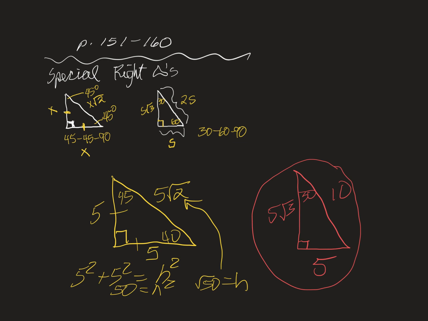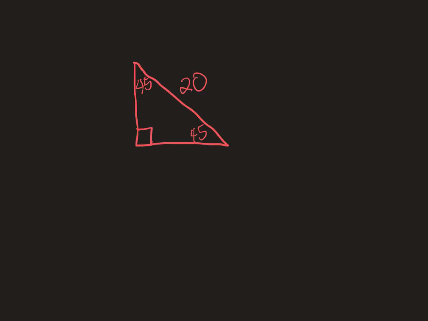Now, this is what you should remember from geometry. But now we can sort of do this game using trig functions as well. Okay? So let's look at that. So suppose I had a 45-45-90 right triangle, and I wanted to find the length of the leg.